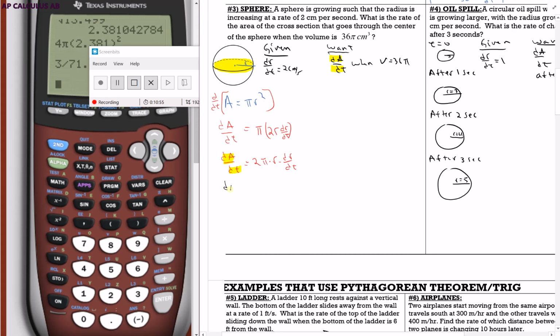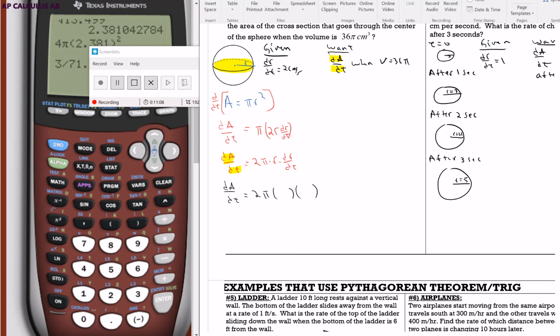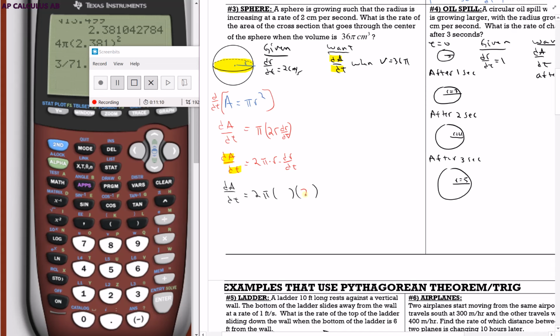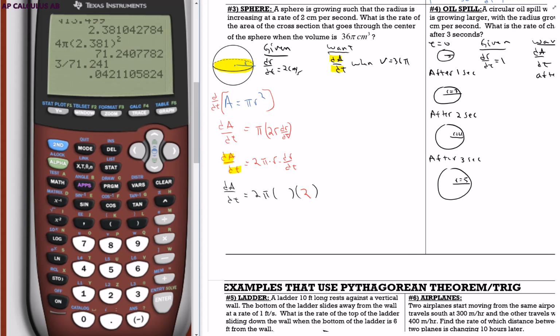So dA dt equals 2 pi. R is going to go there. dr dt is going to go there. Which one of these am I given? I'm given dr dt. So I'm going to plug in dr dt here. dr dt is 2. But here's this issue again. I don't know what r is, right? So I have to use some sort of equation solving sense here to figure out what r is, right?